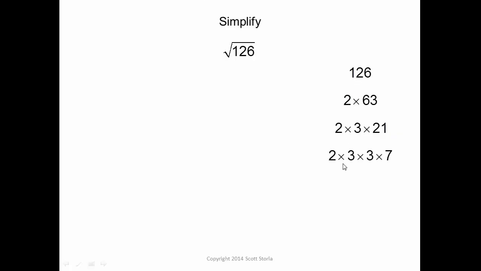Here's the prime factorization of 126. I can now replace my radicand with my prime factorization, and within the prime factorization try to find perfect squares. For instance, I notice there's now a 9. I can rewrite the radicand then as a 9 and a 14.